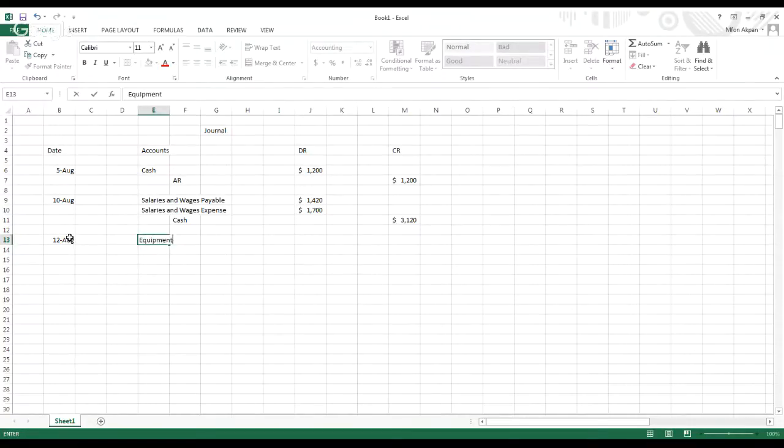And then on August 12th, we've got our equipment. I'm misspelling equipment. We've got our equipment, and that's a debit for $2,000. And then we've got accounts payable. So we've got that equipment on credit, and that's another 2,000.